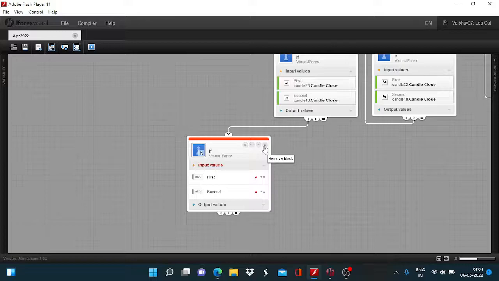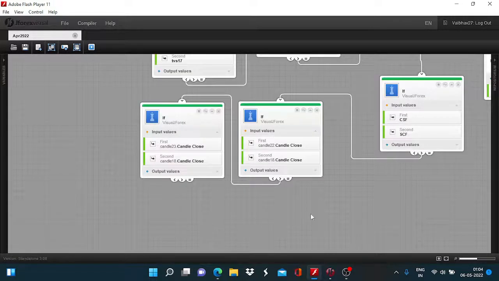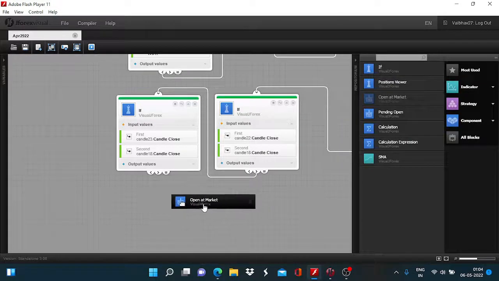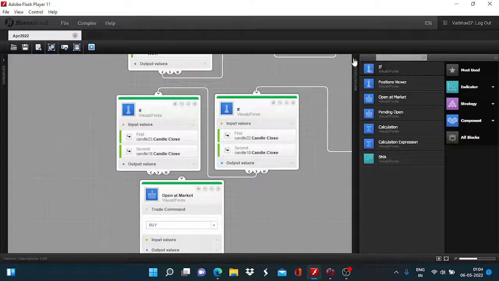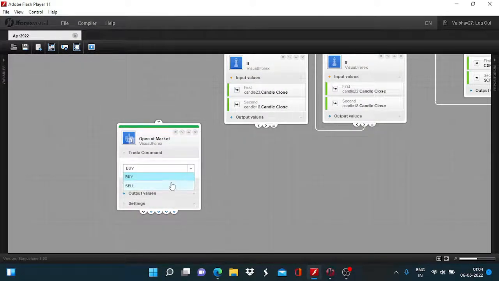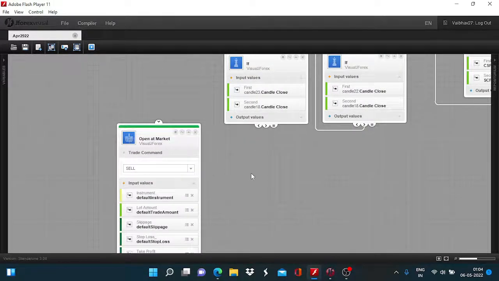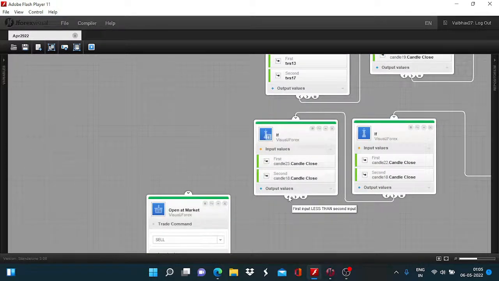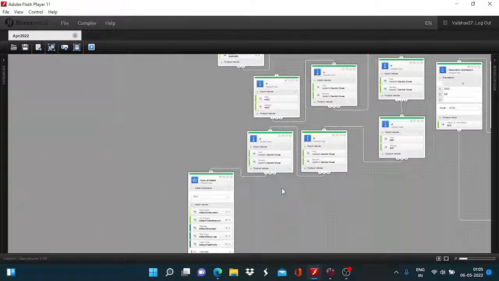I think after this all we have to do is get the trade command block, which is going to be a market order. Sell trade, first input less than second input. All right.